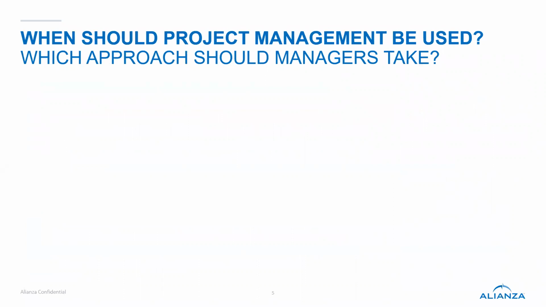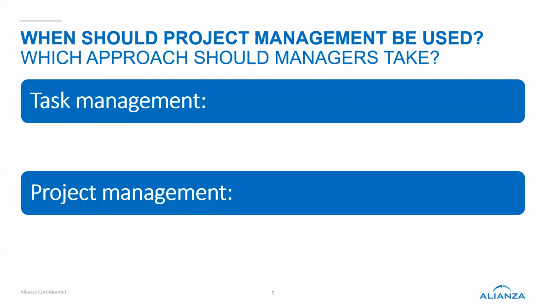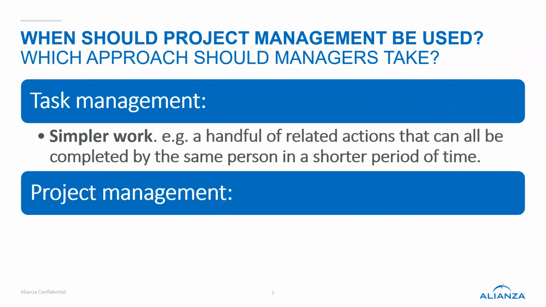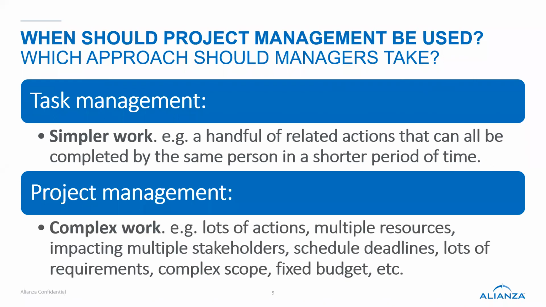When should project management be used? Which approach should a project manager or should managers take? So for task management, you do it for simpler work, like for a handful of related actions that can all be completed by the same person in a short period of time. Manager just assigns, do this thing, and you get it done. But for project management, it's much better for complex work, like lots of actions, multiple resources, impacting multiple stakeholders, has scheduled deadlines, lots of requirements, complex scope, fixed budget of what we need to do by when. Like, there's a lot more to it. It should be treated like a project.